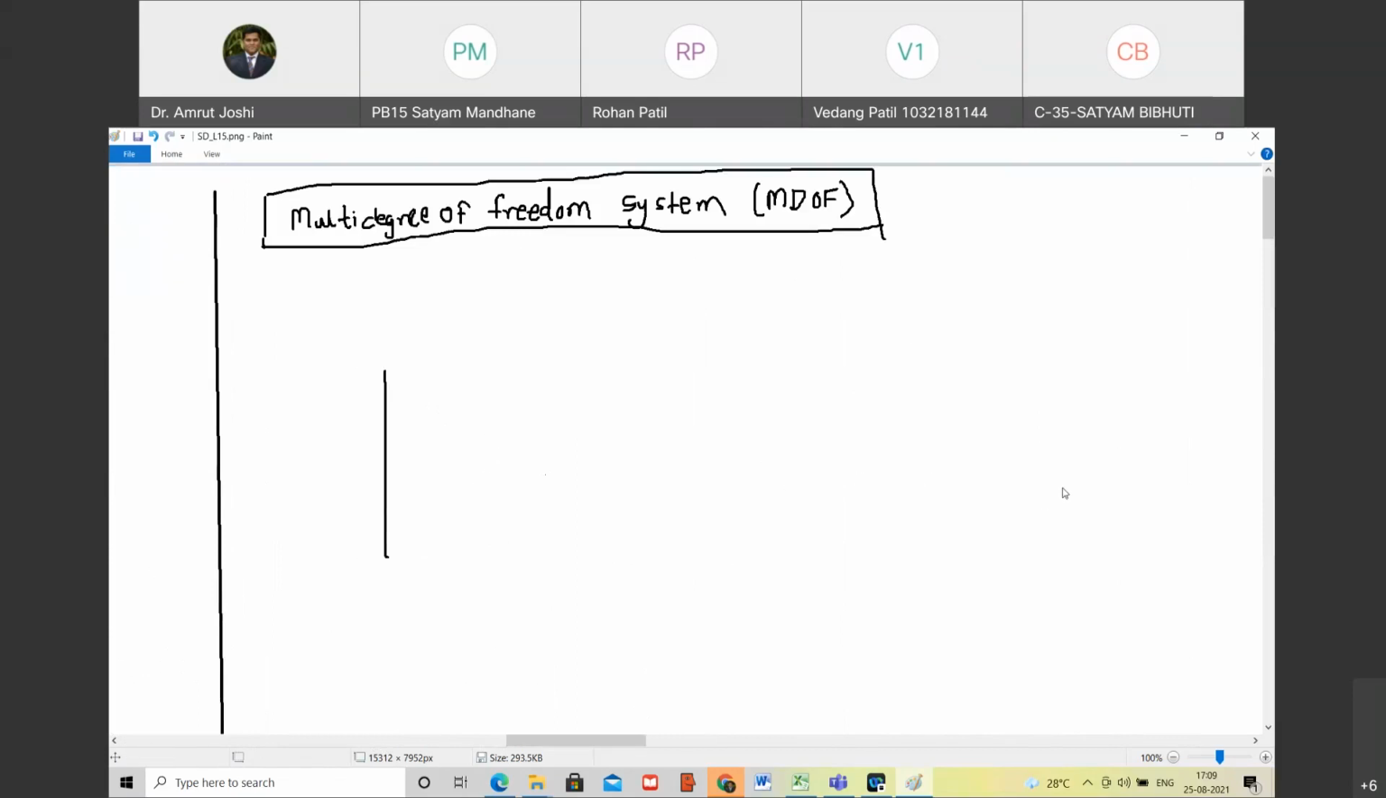Yes, sir. Okay. Now let us have another example. Let us look at this system. So this system, as you can see, it is a two-story building. This is ground story and this is first story. So it is a G+1 frame. Do you agree with me?